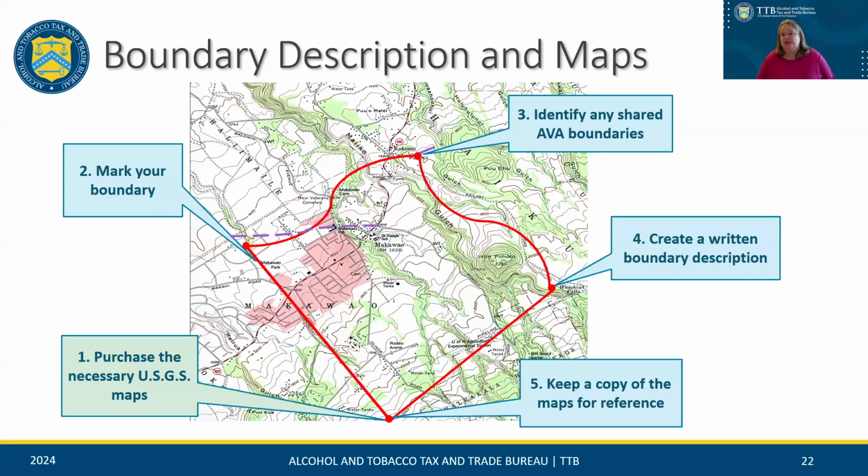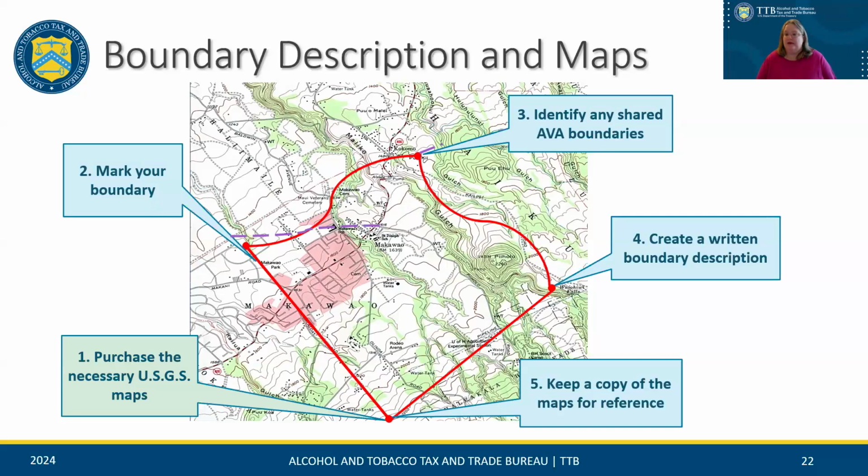If your AVA shares a boundary with any existing AVA, you should clearly mark and identify that particular portion. That way we can make sure that your two boundaries actually touch each other and don't accidentally partially overlap or create an unwanted gap between the two AVAs.